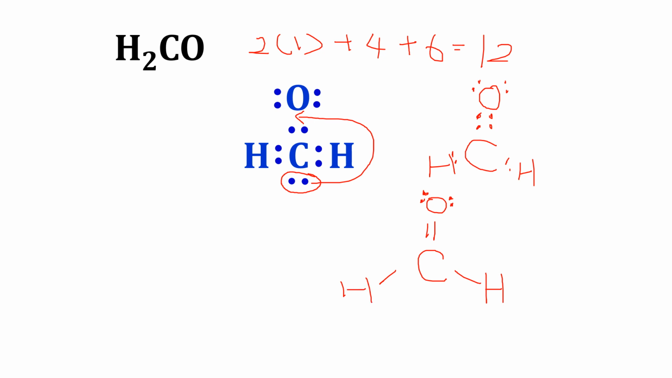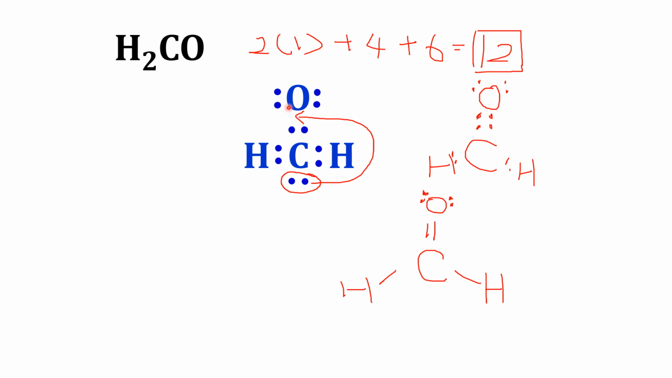And now you, of course, wanted to count all your valence electrons in your structure to make sure it matches the valence electrons that you have calculated for the entire molecule. If they match, then that is the correct structure. In this case, we have 2, 4, 6, 8, 10, and 12.